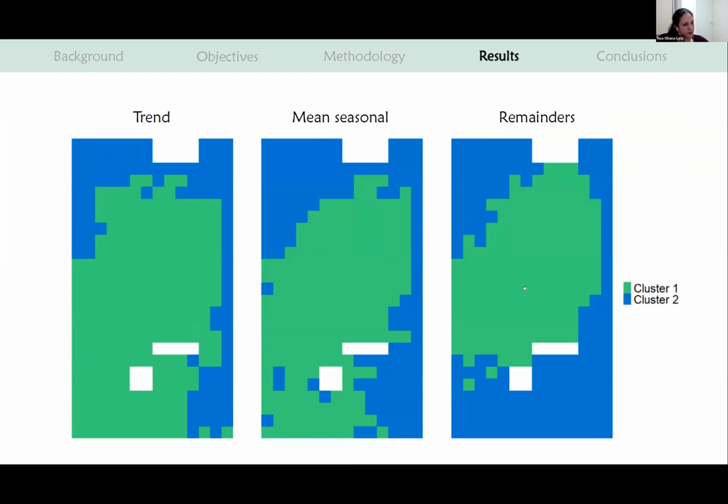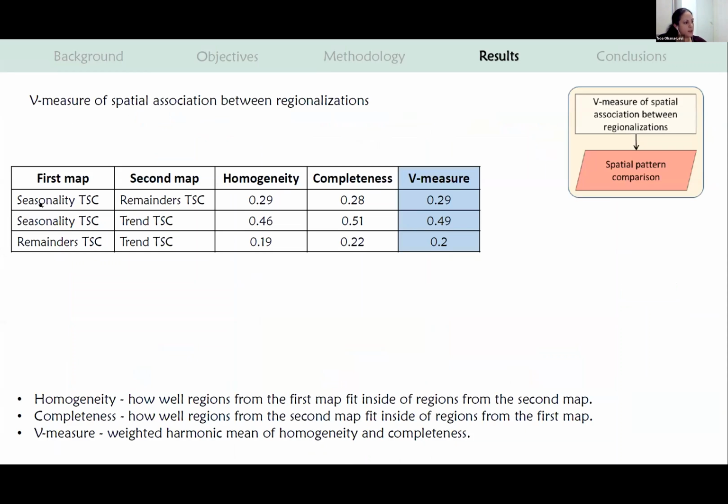So this is just visually to see the management zones of the 3 time series components. And here we see the V-measure of spatial association between regionalizations. It's a measure that tells us how spatially similar the maps are. And you see that for the seasonality and trend, they're quite similar. This ranges between 0 to 1, and the remainder as well. I don't like to refer to it because it doesn't say a lot, but we see that it's weaker.